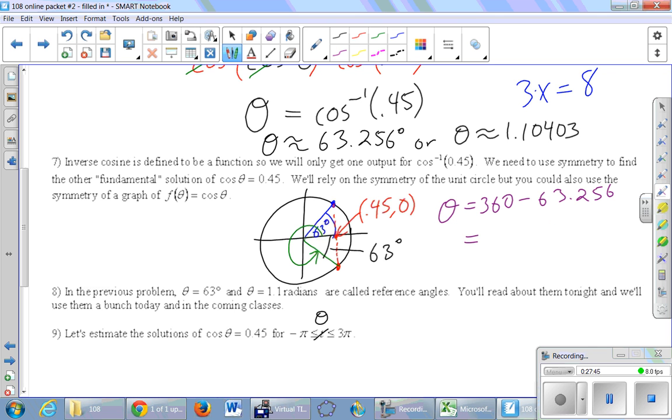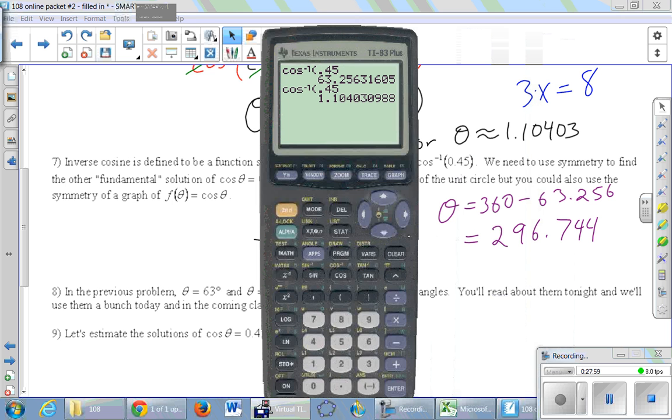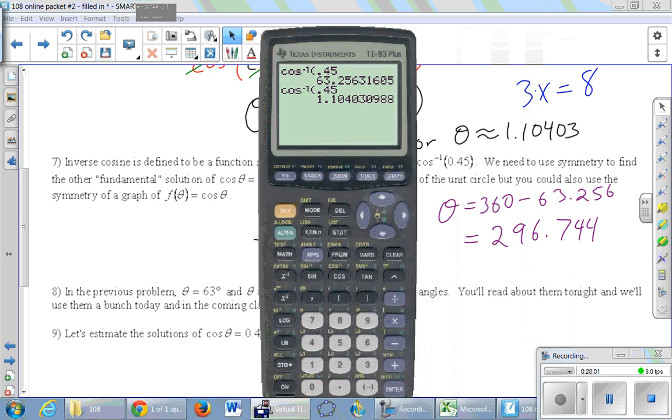And so what do we get here? 296.744? Maybe that's okay. So that's it. So that's the other angle. I don't trust my arithmetic, so we're just going to do this before we go too far.